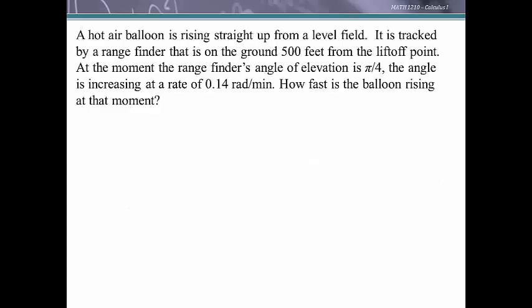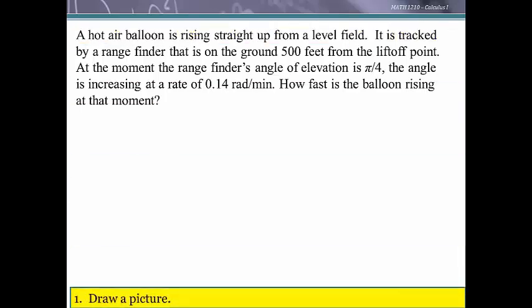Let's look at another example as we do these steps. A hot air balloon is rising straight up from a level field. It is tracked by a rangefinder that is on the ground 500 feet from the liftoff point. At the moment the rangefinder's angle of elevation is pi over 4, the angle is increasing at a rate of 0.14 radians per minute. How fast is the balloon rising at that moment?